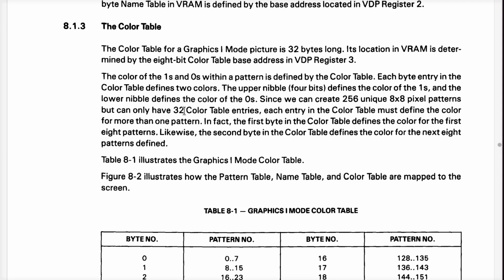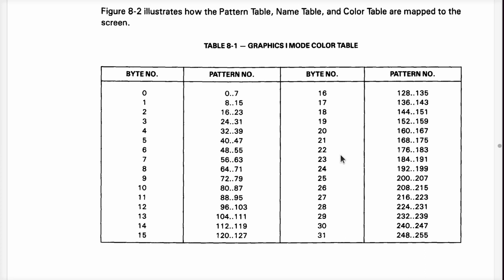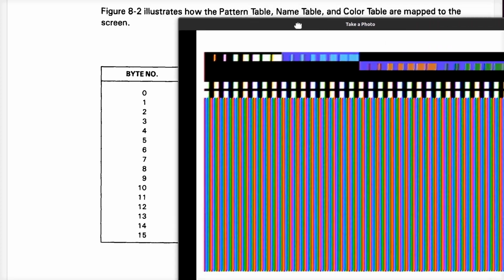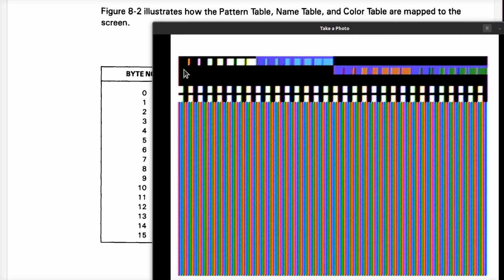How do we know which color pair goes with each one of the patterns? Okay. Well, in this table down here, they say that the first byte in the color table is used to define the foreground and background colors for pattern numbers 0 through 7. So, as I said before, I just so happen to have put tiles, pattern 0 here, pattern 1, pattern 2, pattern 3, 4, 5, 6, 7, right here.